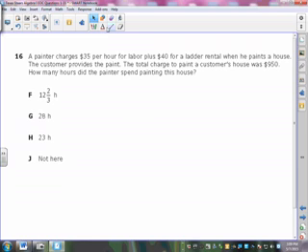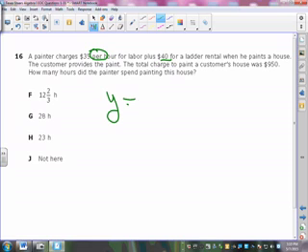Okay, this painter is charging $35 per hour. When we see per, we know that's a rate of change. Plus $40 for our ladder rental. So we know that's a linear relationship. It's y equal to $35 per hour, you could use x if you wanted to, plus $40 to rent that ladder.